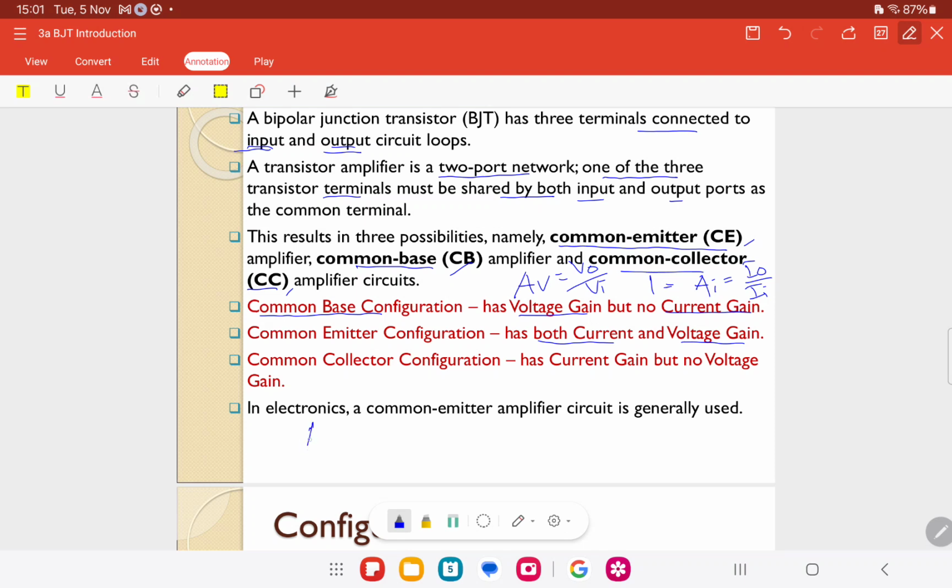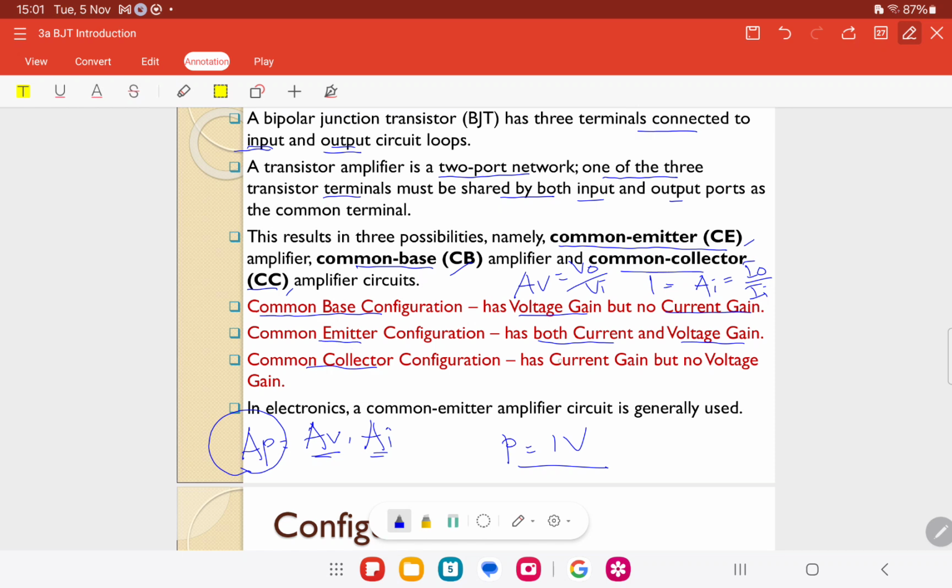Tadi kan lagi satu. AP. AP ni power gain. Power gain, apa formula for power? P equals to IV. So from there kita boleh dapat gain for the voltage darab dengan gain for the current. So AP equals to AV darab AI. Okay, so if we want to get gain for power yang besar, which one you nak pakai? Common emitter. Because common emitter dia ada current gain dia besar, voltage gain dia besar.